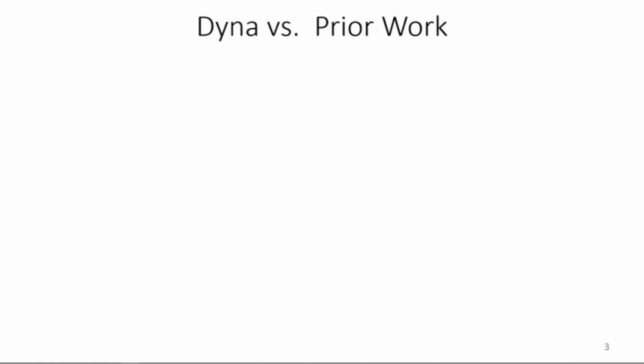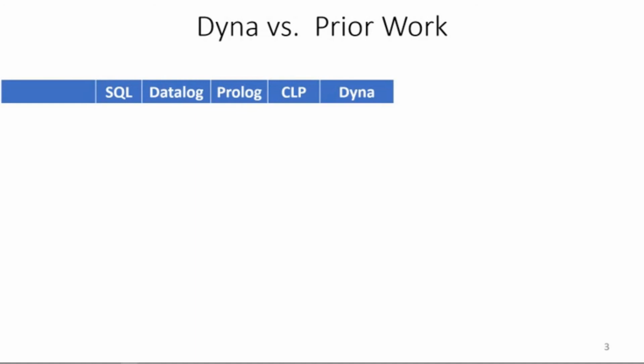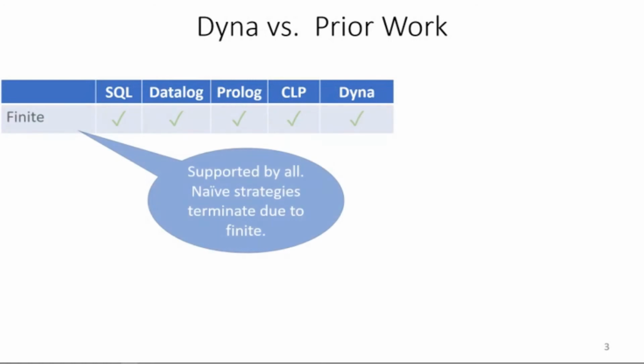So why did we develop this new programming language and invent a relational algebra for Dyna's internal representation? To answer this, I'm going to go through a quick feature matrix of well-known tools including SQL, Datalog, Prolog, constraint logic programming, and Dyna. First, we have that all these systems support finite databases, as there always exists an option to simply loop over all the values which are contained in the database.